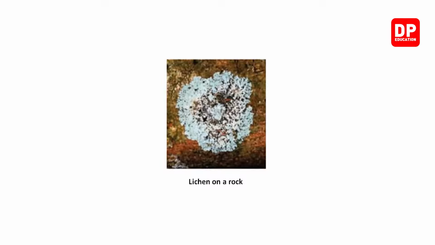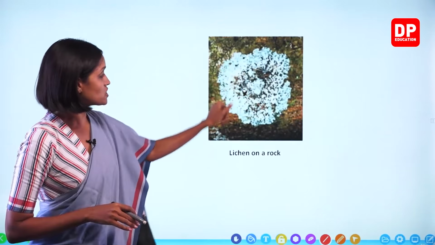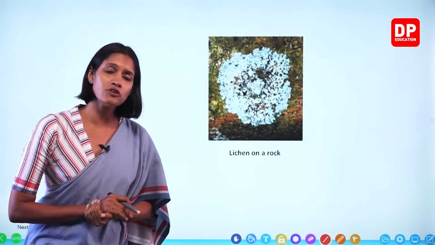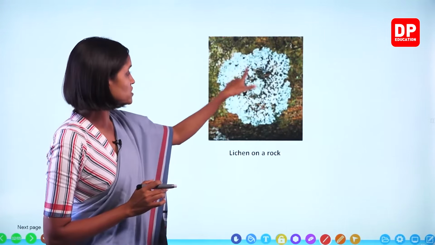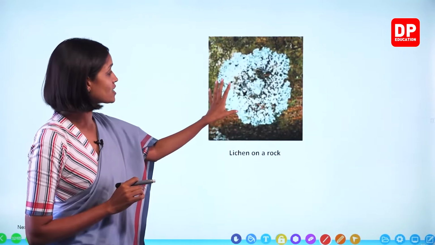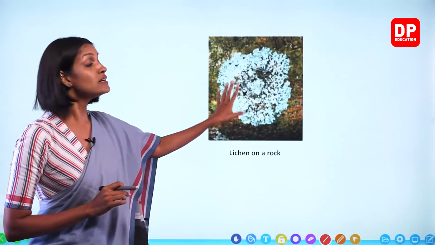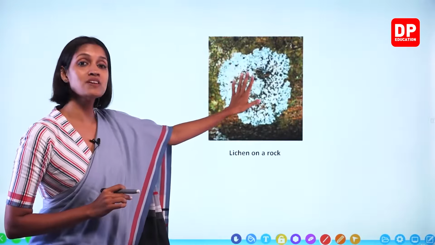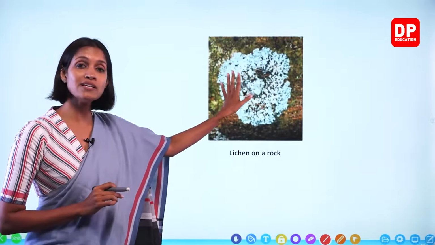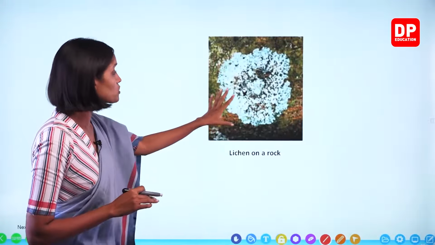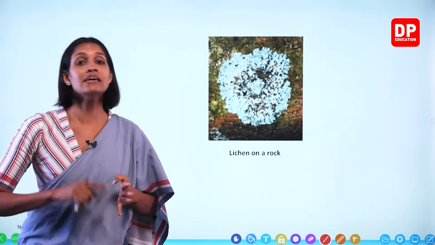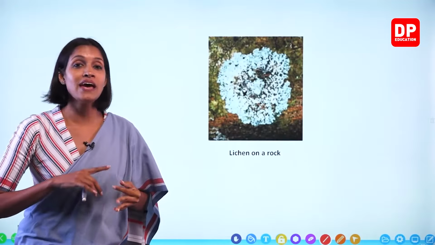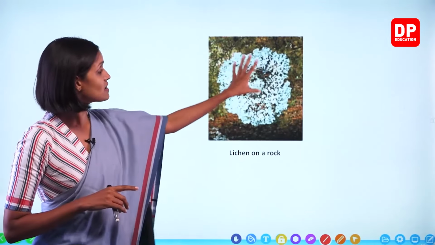This is a lichen on a rock. You must have seen these type of white or light green color patches on rocks. Not only rocks, you must have seen them on tree trunks as well. What are these patches? Even though they look lifeless, two types of organisms are present in these patches. These are known as lichens. What are they, children? An algae and a fungi living on these patches.